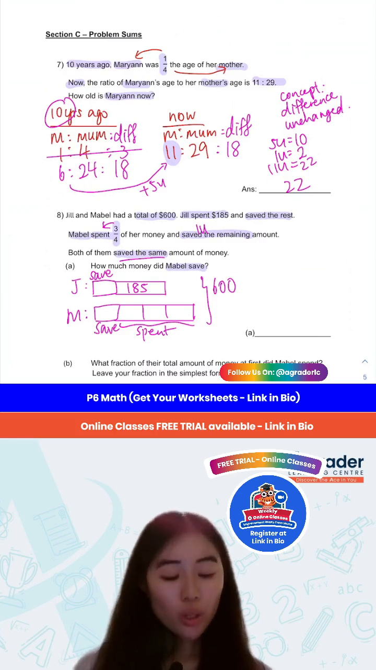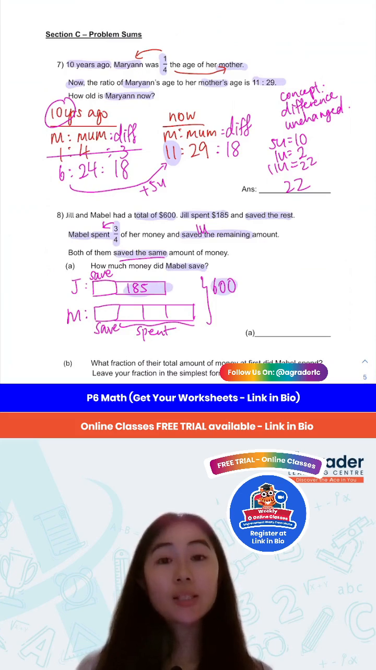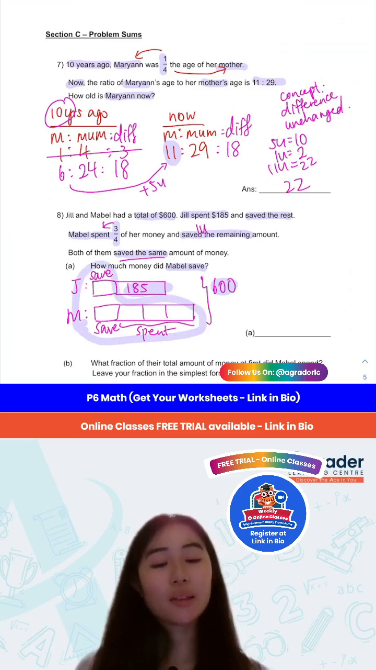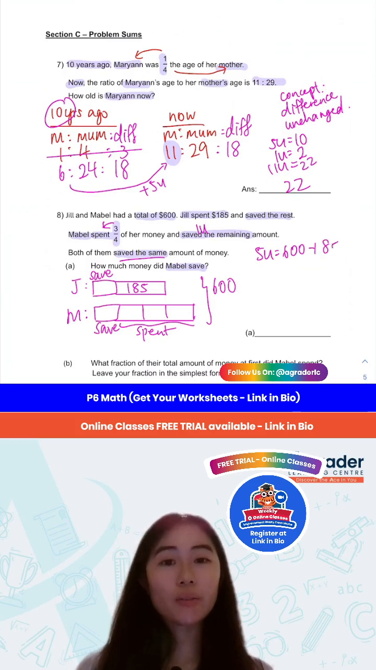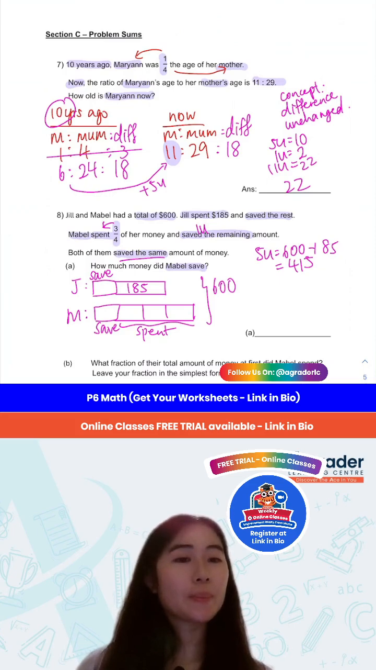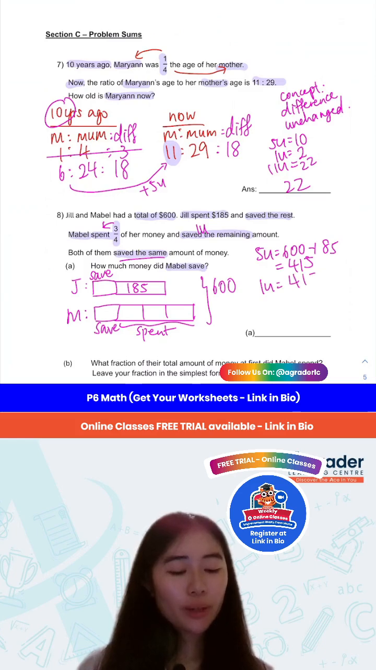Based on this, you can actually use 600 minus the 185 first. After that, you should get 5 units that's left. So 5 units equals 600 minus 185, which is 415. So I'm going to find 1 unit by dividing by 5. So 1 unit is 83.